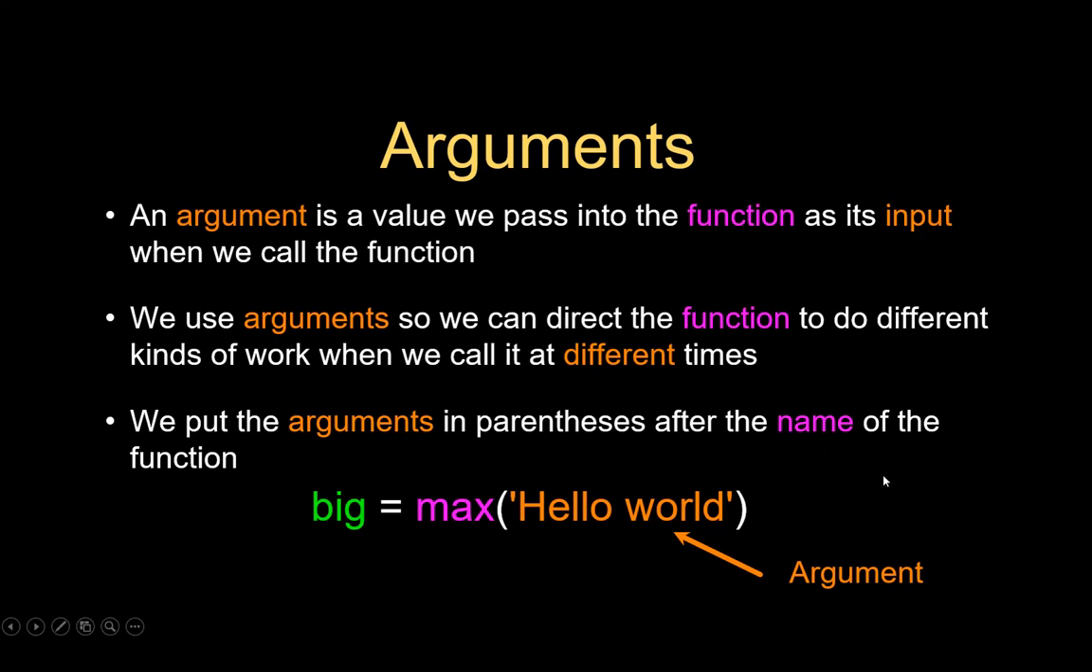Okay, some functions we can call without passing any extra information to them, but some functions need some information. We call that information an argument. For example, in the max example, because max is going to return the highest lexicographic value in our string, we have to give it a string. We have to give it an input or argument. Without that, the function cannot give us back anything.